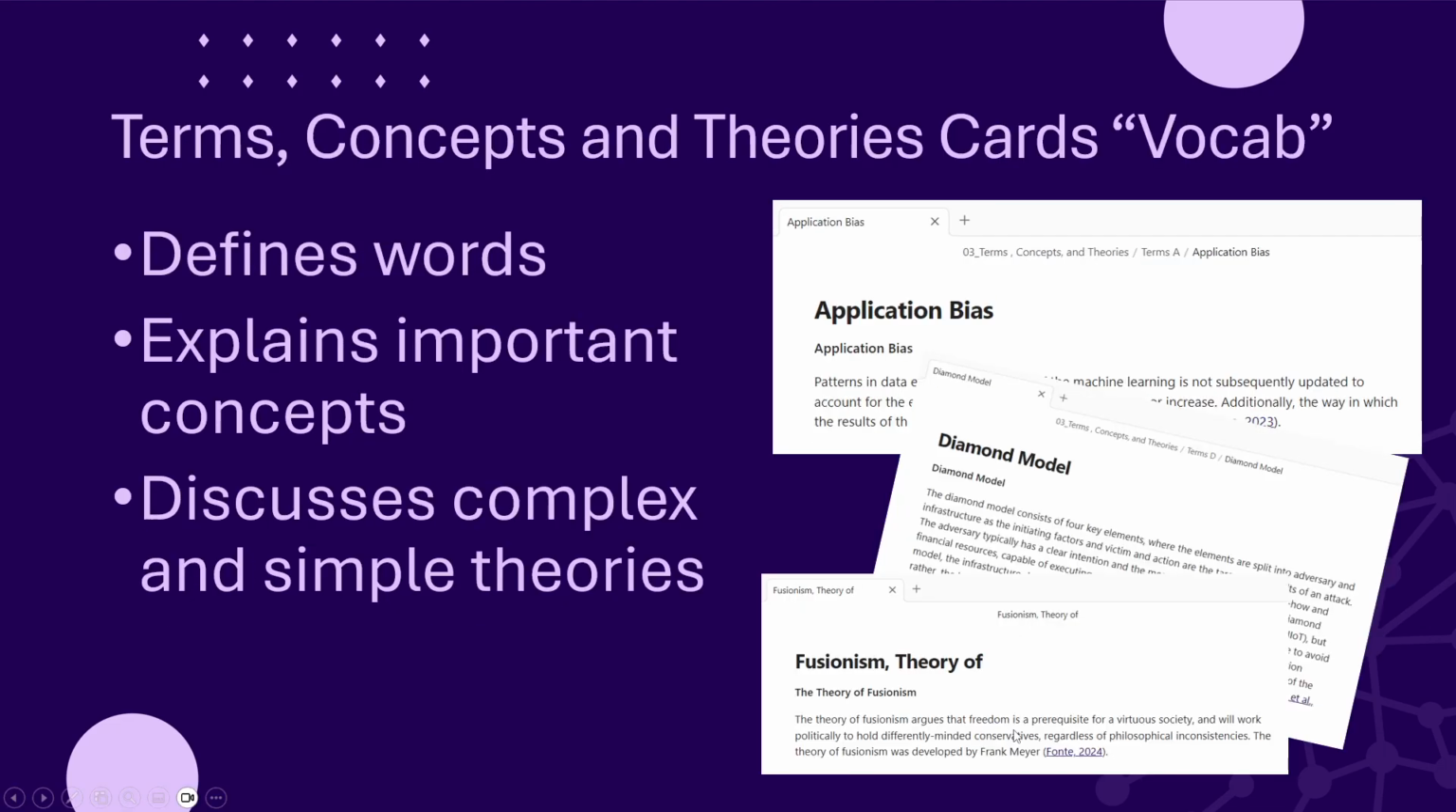The next card is the terms, concepts, and theories cards. These are also referred to commonly as the vocab cards. So terms, concepts, and theories cards or vocab cards, they can be used to define words, like what's an application bias, right? I'm defining a very specific word there. It can explain important concepts, like what is a diamond model? So it doesn't have to be a specific word. It can explain a larger concept. It can discuss complex and simple theories.